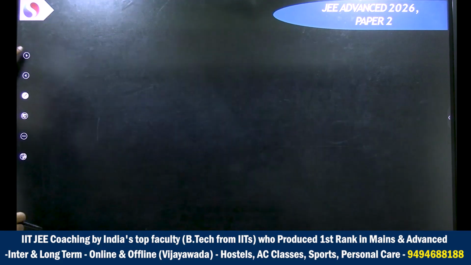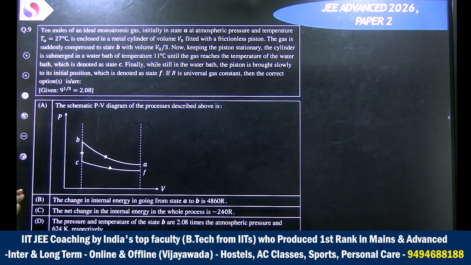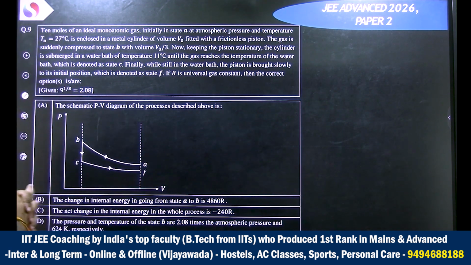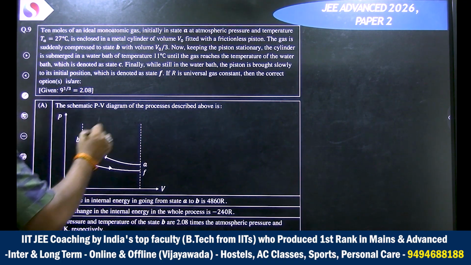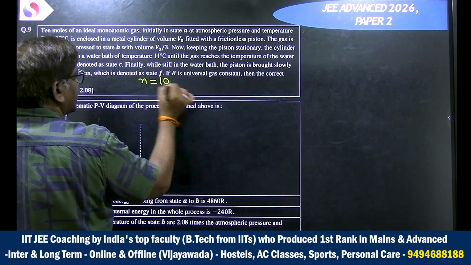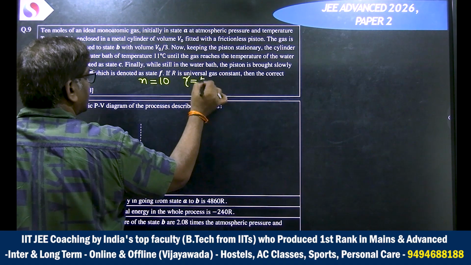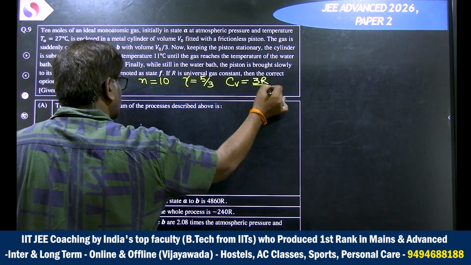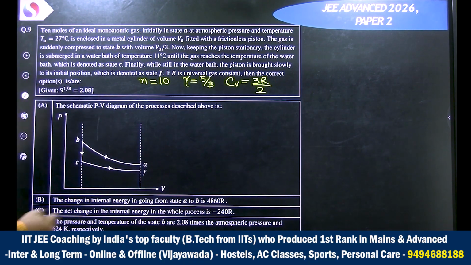So 4 questions completed. Now the 9th question. There are a total of 5 questions with more than one choice, and this is the last one. They are giving you some thermodynamic processes, and one by one we have to read them and see what is happening. Here, 10 moles of an ideal monoatomic gas. So the number of moles is 10. Monoatomic means gamma will be 5 by 3, or you can say CV will be equal to 3R by 2. This is the information I just collected.